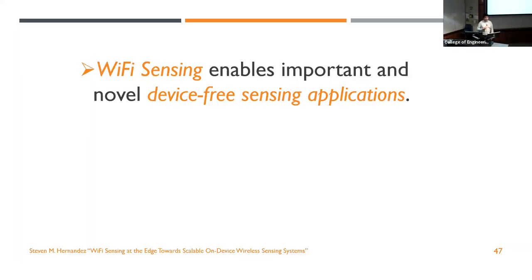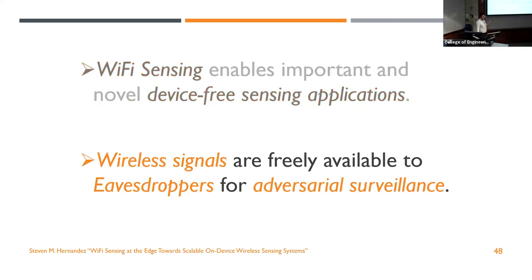In my opinion, Wi-Fi sensing can enable really important device-free sensing tasks, specifically with health-related things. It's great to be able to track and make sure that people have healthy behavior. So making sure that you can track maybe if someone falls down, you want to be able to track that at all times because you want to react to that and call emergency services or something. But of course, because the wireless signals are all freely available, an eavesdropper could easily perform adversarial surveillance against us. So we need to think of a balance of this.